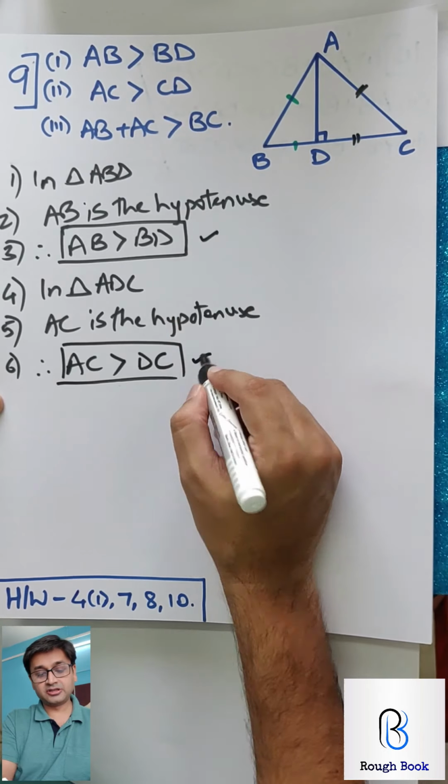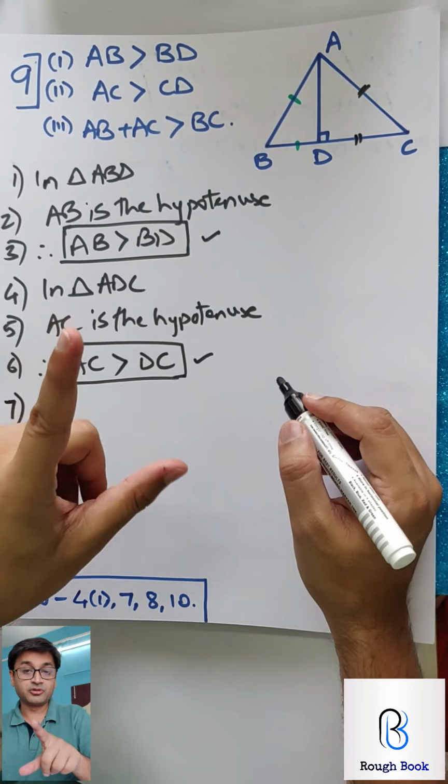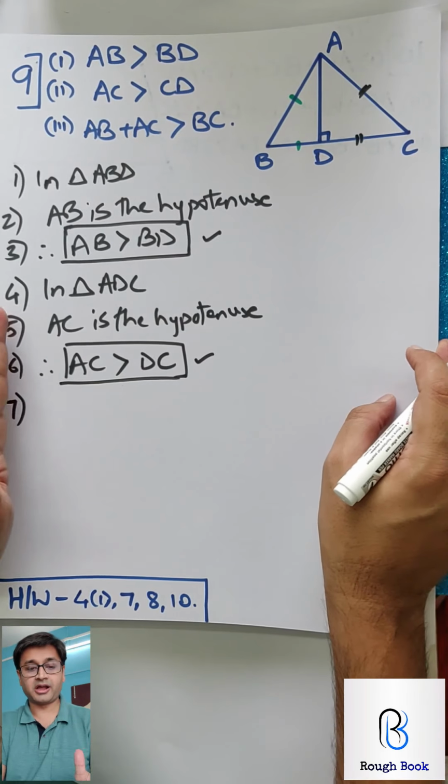Now pick these two and think about your third part. Come on, pause on your own. If you get it, you will be very happy. Come on, try.